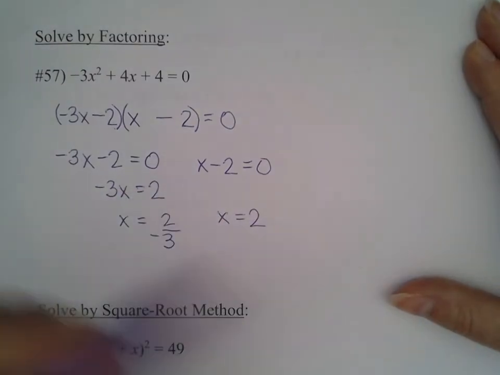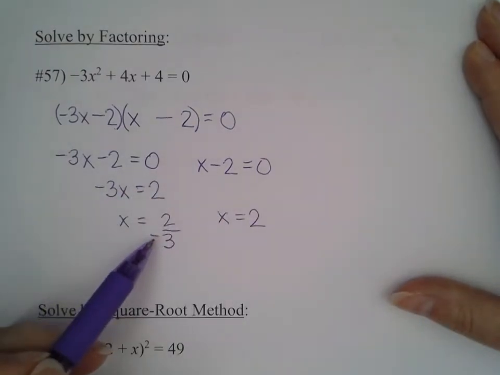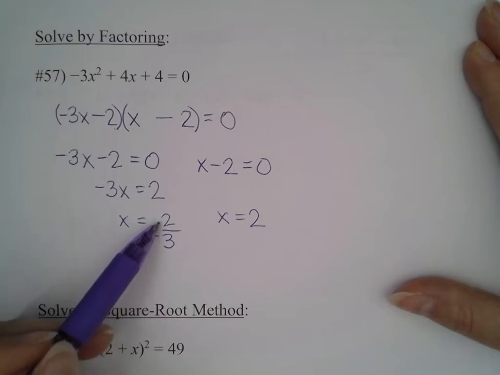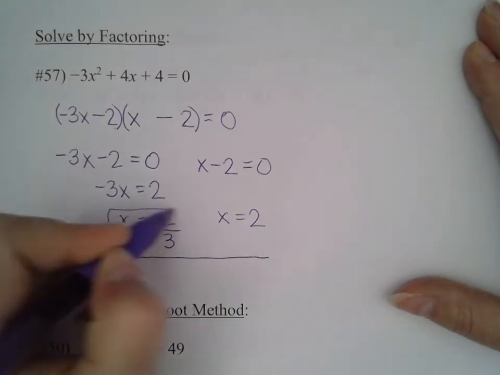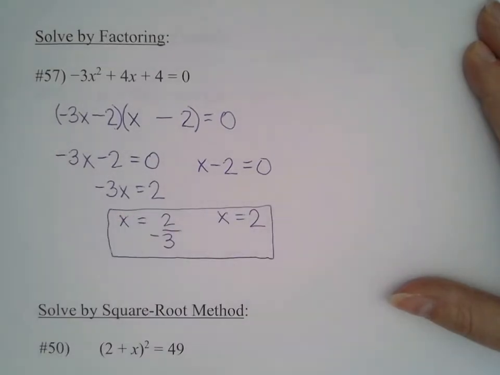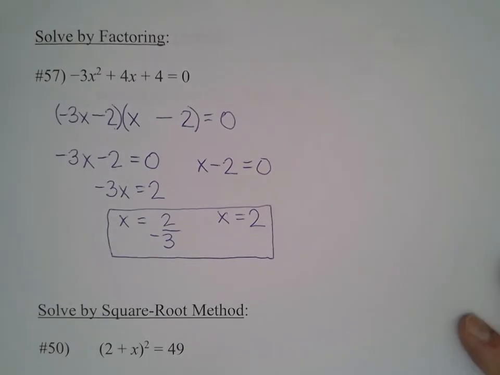Okay, and so I get two solutions. Now I kept this negative down in the denominator. You can put it either in the denominator, you can move it to the numerator, or you can write it out front. Any of those are equivalent.